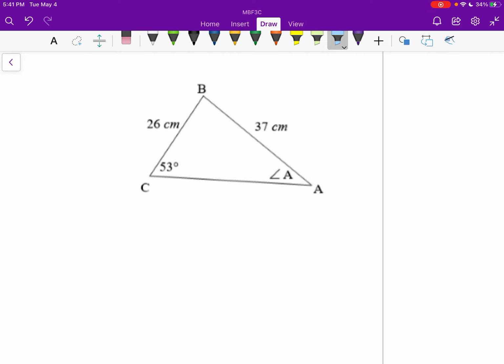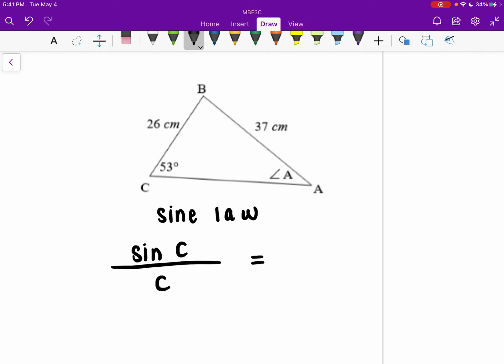In this situation, I actually have angle A and side A, angle C and side C. So because I have two corresponding angles and sides, I can use sine law here. Okay, so sine law. And because I'm looking for an angle, I'm going to use this equation, sine C. They're the same thing, honestly. If you switched it around, you would just have to do an extra step, and that's fine too.